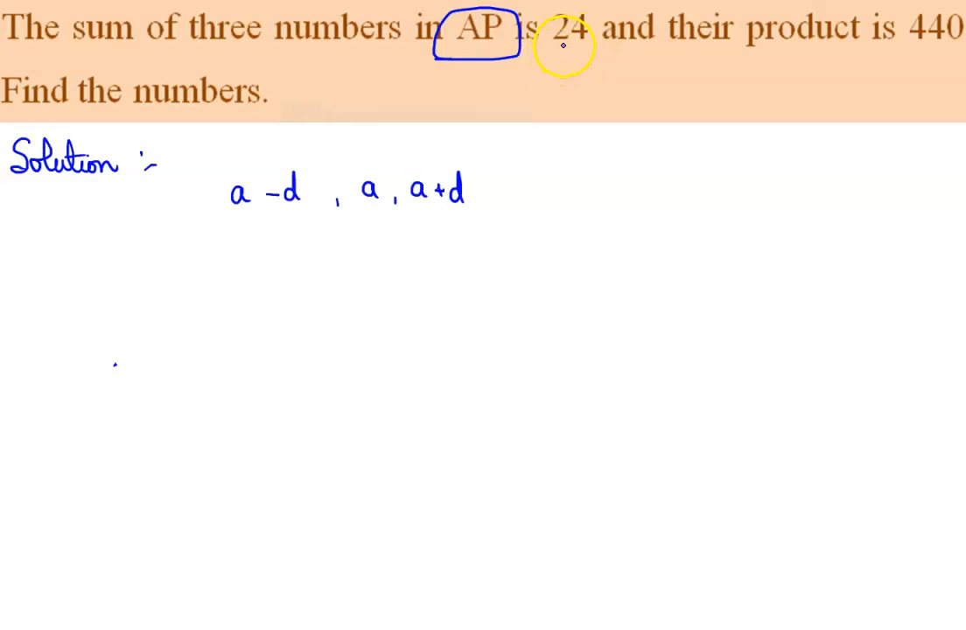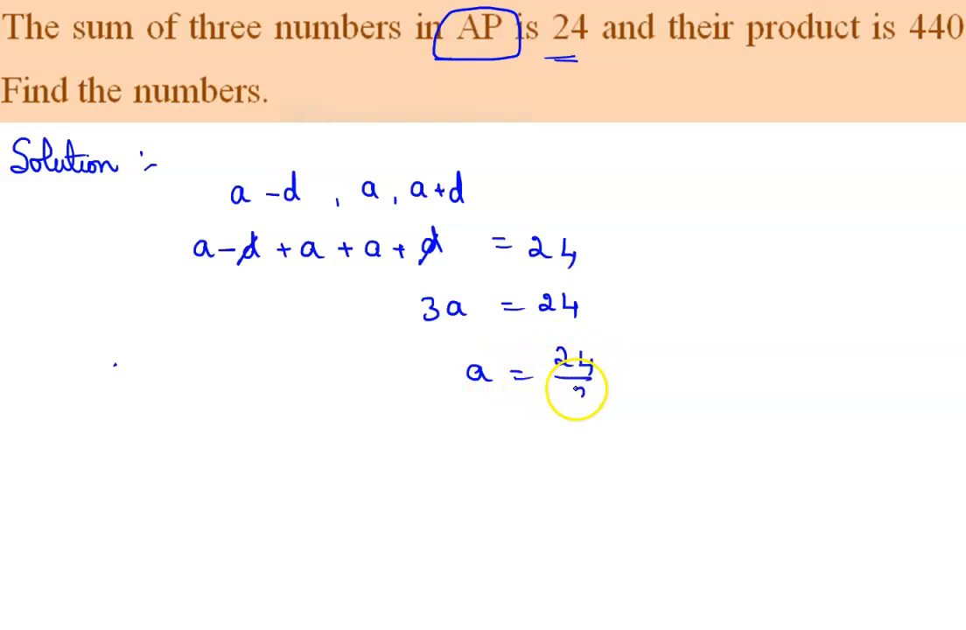It is given that the sum of the three numbers is 24, which implies a minus d plus a plus a plus d equals 24. Then we can cancel d. By adding, we get 3a equal to 24, which implies a equals 24 by 3. Therefore a is equal to 8. The first term is known. Next we want to find d.